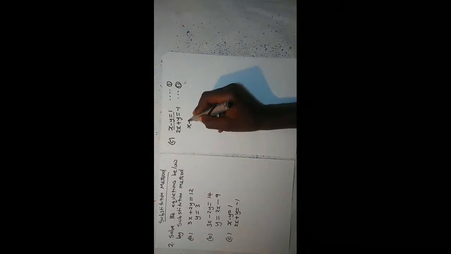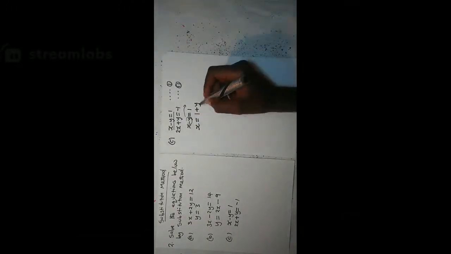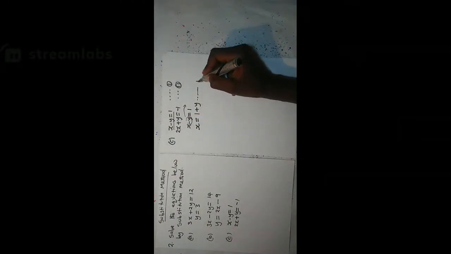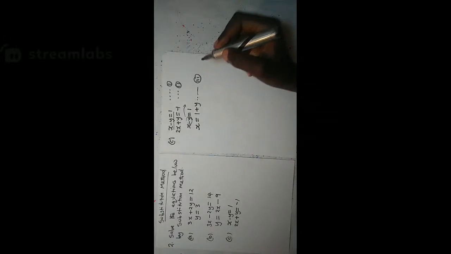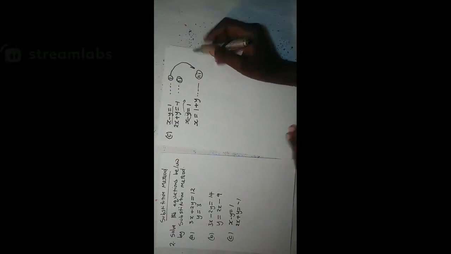So we take the first one here. We'll say x minus y is equal to 1. And then we'll say x is equal to, and we take this negative y to this side. So we are going to have 1 plus y. The y will become positive here because it has a negative. This equation that we have made, we can call equation number 3. So we use equation number 1 to get number 3.